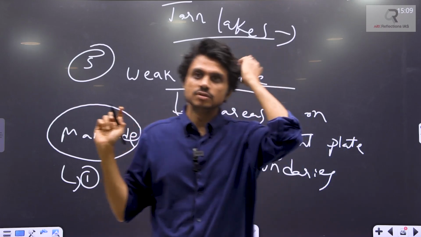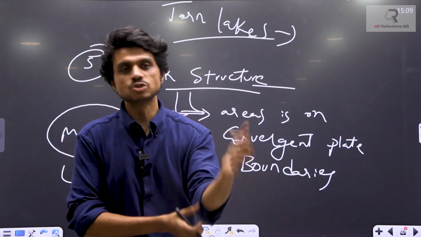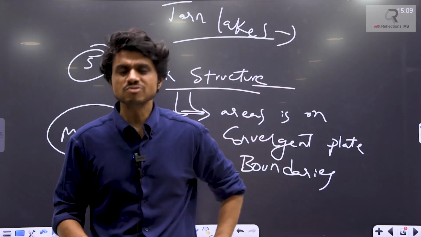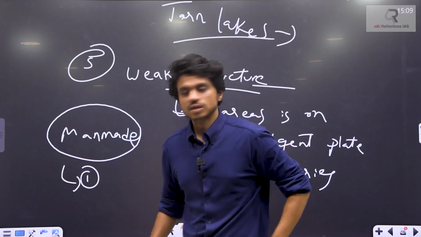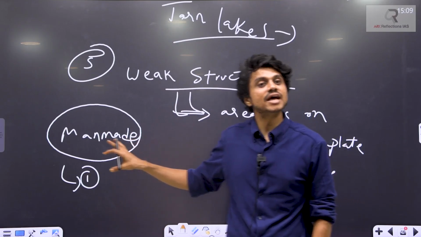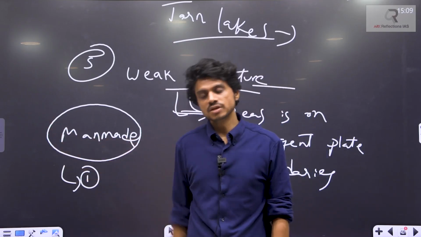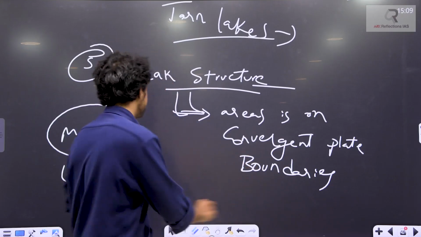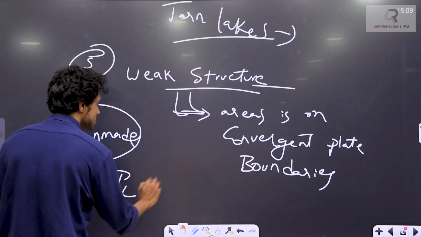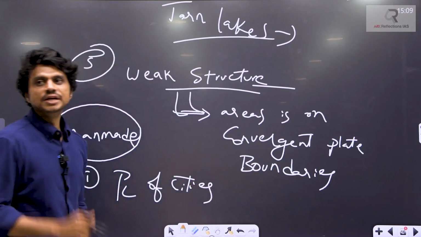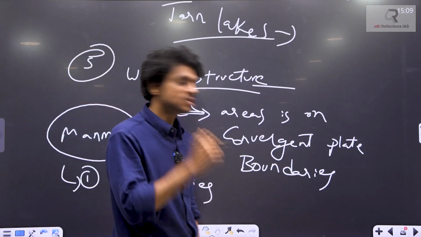ISRO's Cartosat, Earth observation satellite. We have so many Earth observation satellites. So Cartosat 2 images have shown that planning of cities has been done on the concave side of the meandering river.